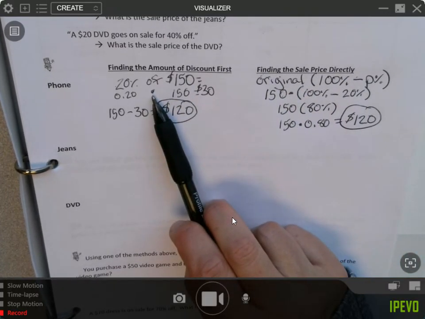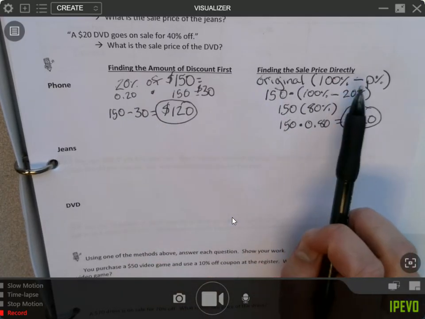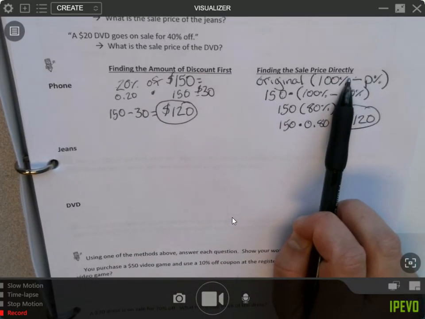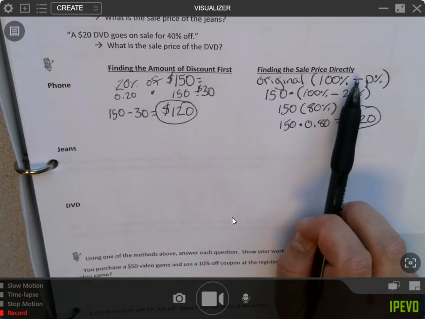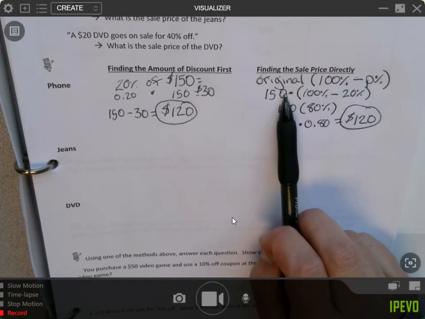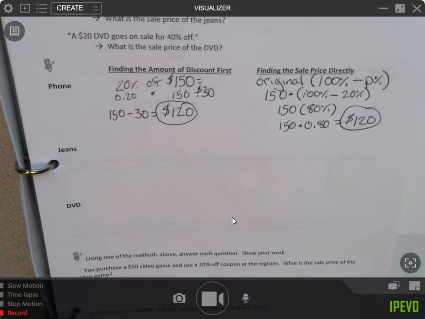So here we multiplied and then subtracted. Here we subtract, because inside parentheses comes first. So we subtract, then multiply. It doesn't matter which one you do, you get the same answer. Let's try it again with the jeans.